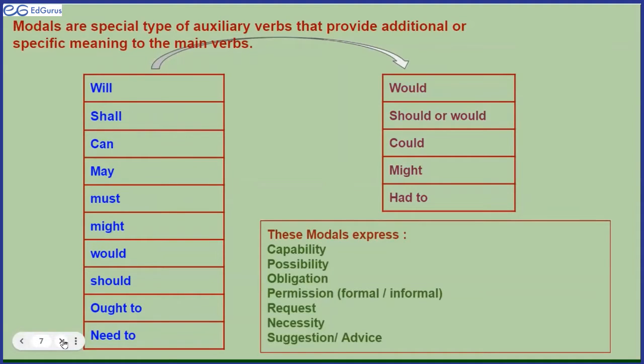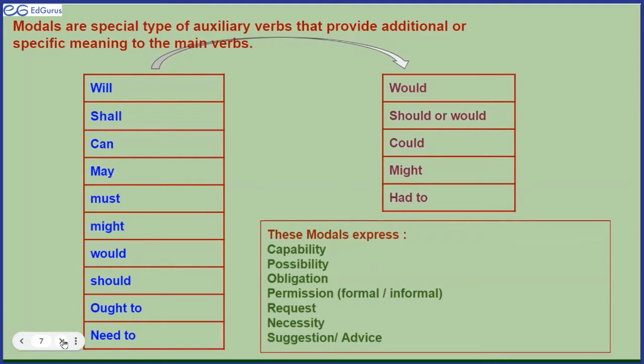So what we conclude is that when we make sentences, sometimes in order to add to the main verb, we also use a special type of auxiliary verb that is called modal. And these are the verbs which add a special meaning to the main verbs. For example, if I say, you close the window, it sounds like a command. Close the window is an imperative sentence. You close the window is a command.